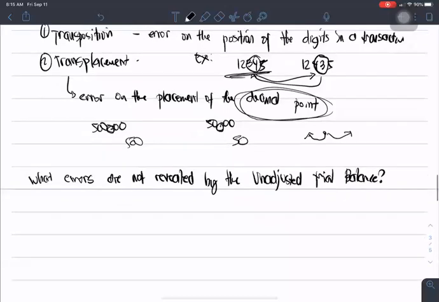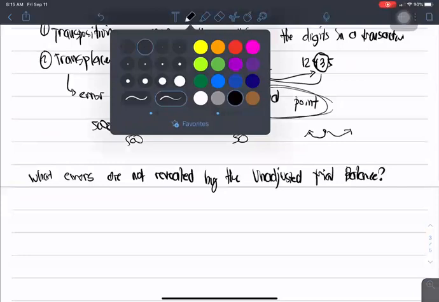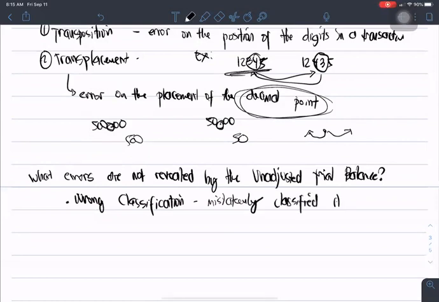So the errors that are not revealed by the unadjusted trial balance are the following. First, we have your wrong classification. So when we say wrong classification, you mistakenly classified it to other account. So for example, you should have classified it under cash, but you classified it under accounts receivable. So you wrongly classified the account.